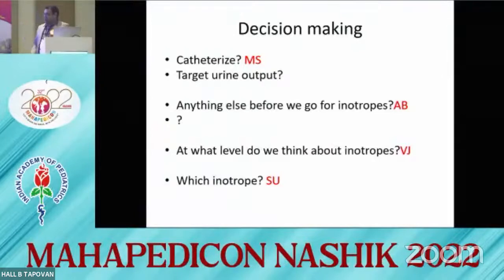And see, some of the clinical signs take time to improve, like urine output. It's not going to happen that you give a fluid bolus and the urine output improves right away. So we have to anticipate and think about inotropes. Correct. Now the main question, ma'am, which inotrope would you go for?